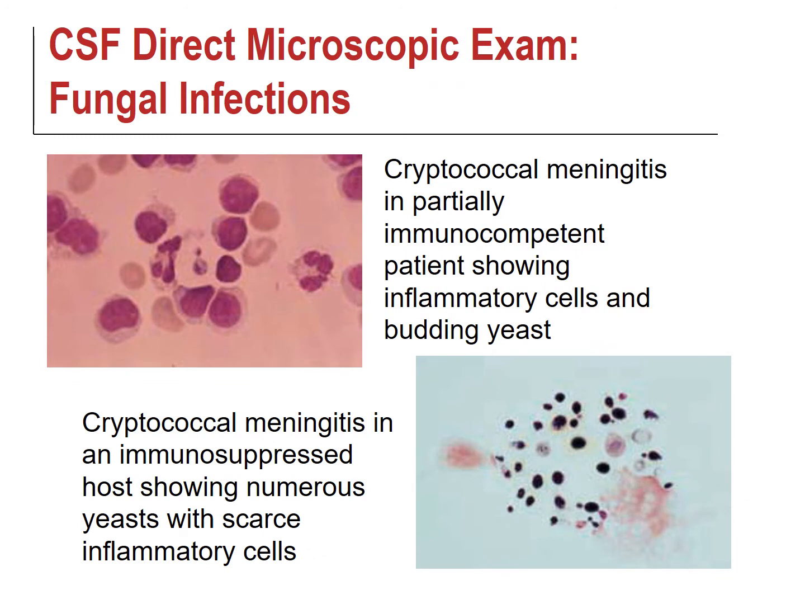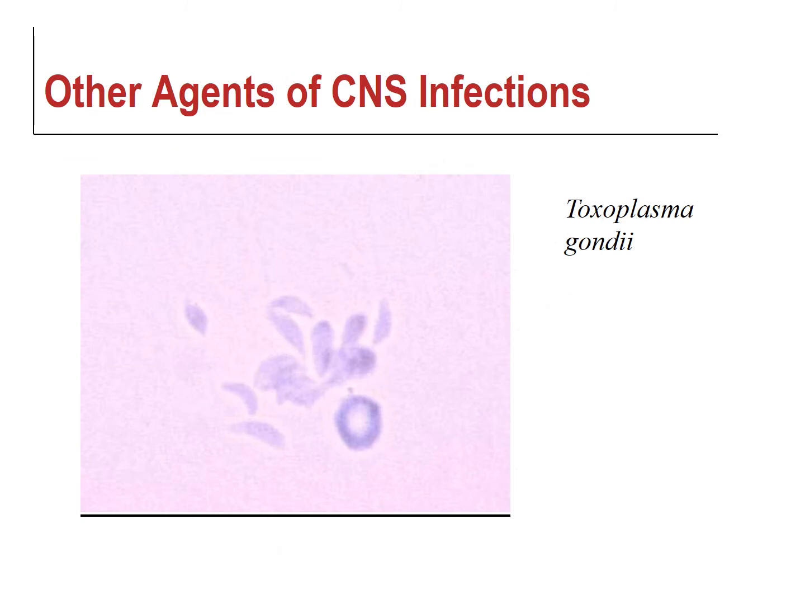Here are additional images of Cryptococcus cells in meningitis patients. Cryptococcal meningitis in a partially immunocompetent patient on the left, and on the right you have cryptococcal meningitis in an immunosuppressed host showing numerous yeast with few inflammatory cells. Here's an image of a parasite, Toxoplasma gondii, that is involved in serious CNS infections, and in recent years has been identified more often, particularly among HIV-infected patients.